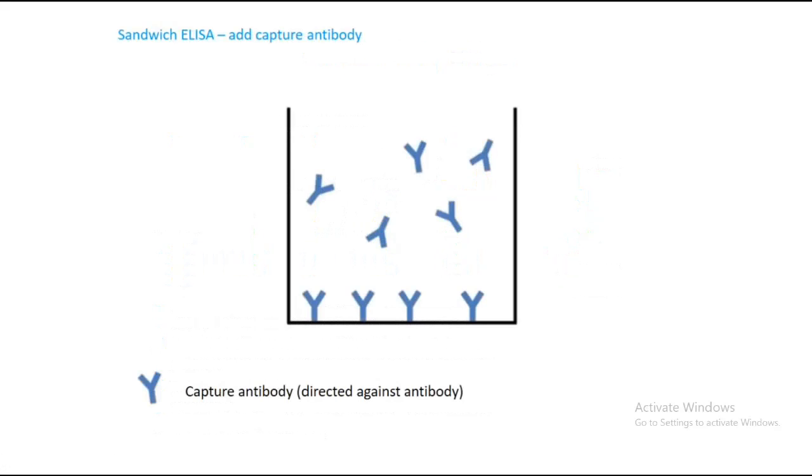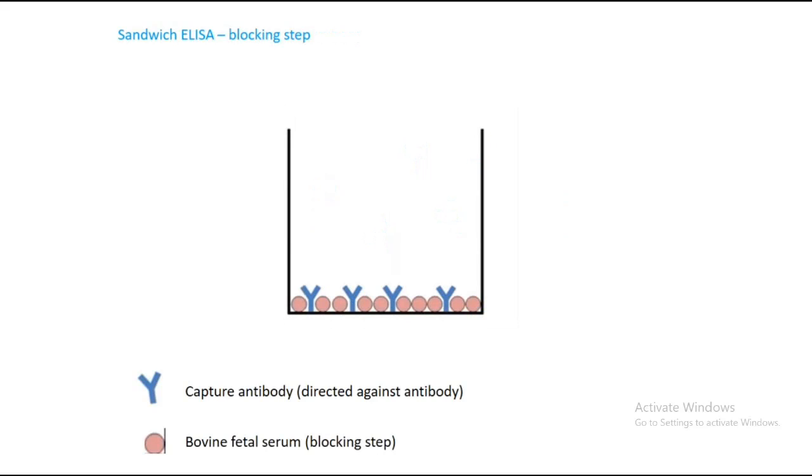So let's get a wee bit more detail on the sandwich ELISA. So generally speaking, you add the capture antibody, okay. Then you'll add a blocking agent, and the whole concept of the blocking agent is to make sure there are no binding places on the plastic plate for other proteins.